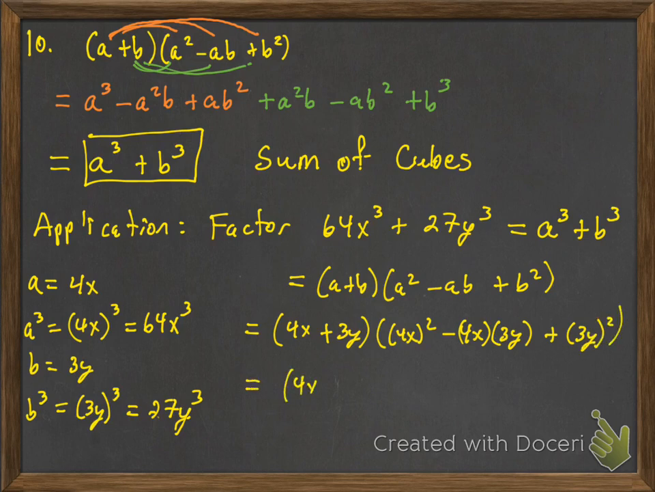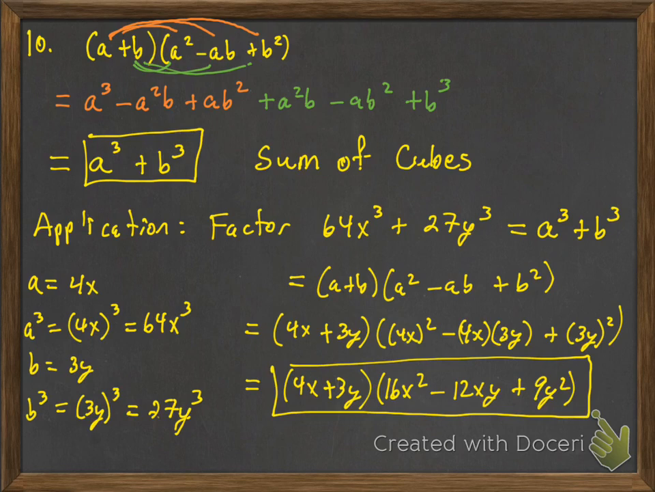First factor is all good to go. 4x quantity squared is 16x to the second power. 4x times 3y is minus 12xy, and 3y quantity squared will be 9y squared. So that's our application of our sum of and difference of cubes formula. So we're going to look at a little bit more of factoring in just a moment here.